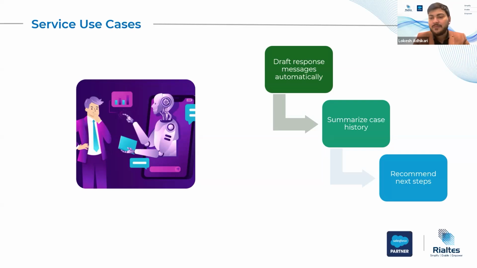Suppose you have a knowledge article gallery where you have kept all the knowledge articles. It can suggest articles directly to your customers onto their screens. It can even summarize the entire case history in seconds, which is a huge time saver, especially when you're jumping into a complex issue. And perhaps most powerful, it recommends next steps, whether it's suggesting a knowledge article, scheduling a follow-up, or escalating a case. Agentforce guides your agents intelligently.